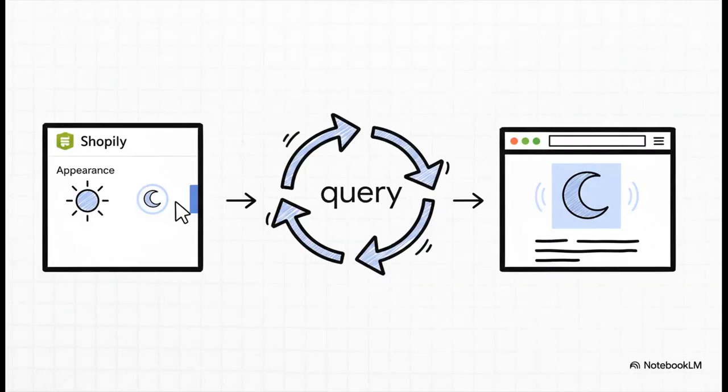And that little query just lives in your front end code. So every single time the page loads, it fetches the absolute latest content from that meta object. And what that means is any change your client makes in the Shopify admin shows up on the live website almost instantly. It's a game changer.